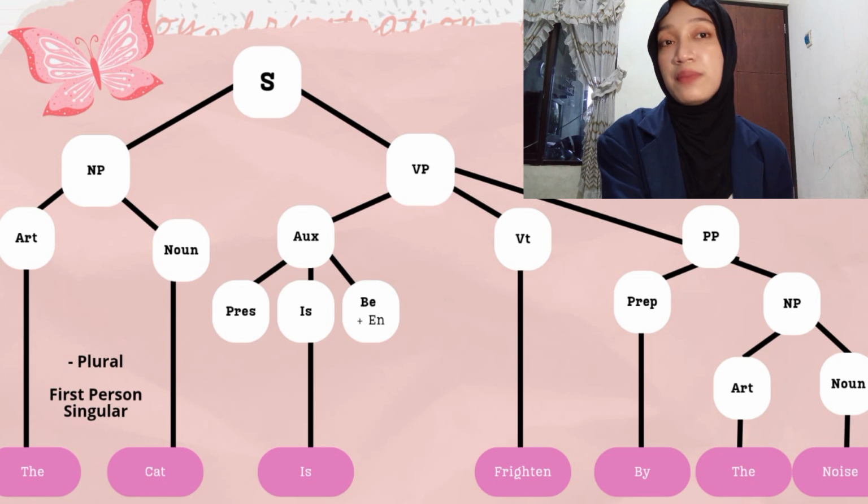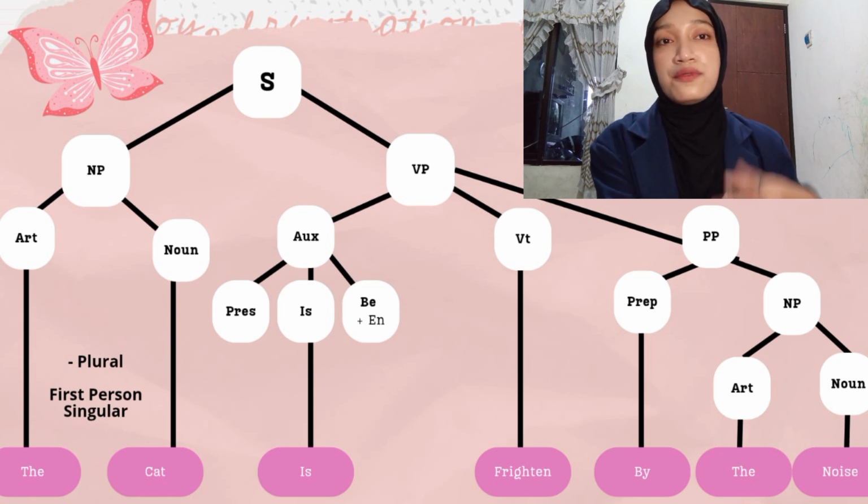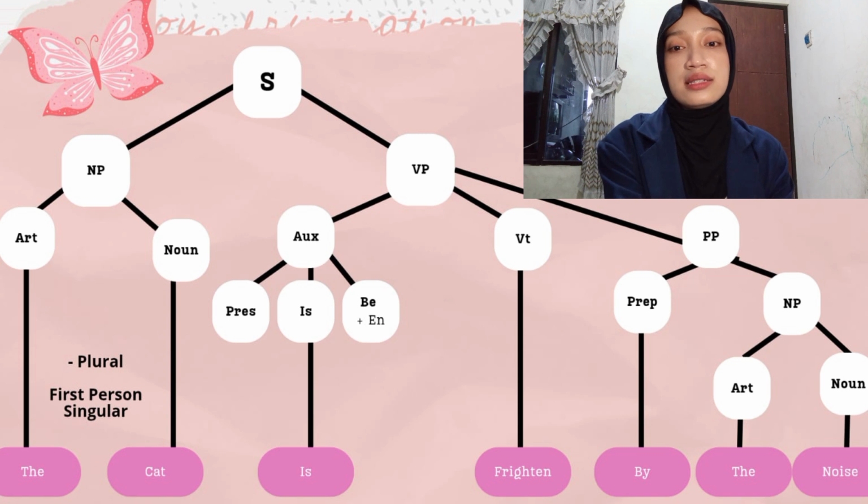Here's how the VP is structured. VP or verb phrase has three components: auxiliary, verb transitive or VT, and PP or prepositional phrase.